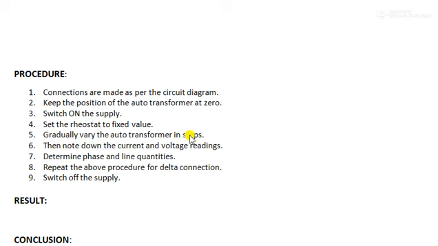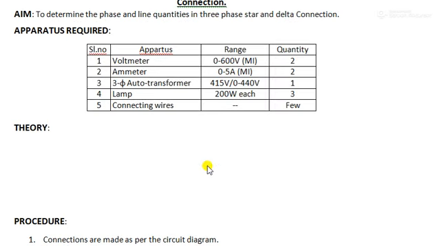For star you can apply 400 volts, and for delta it is applied to only 200 volts, because it is across a single phase only. Then note down the current and voltage readings, and determine the phase and line quantities by using the formulas for star and delta connection. Now repeat the above procedure for delta connection, and then switch off the supply. This is the procedure part.